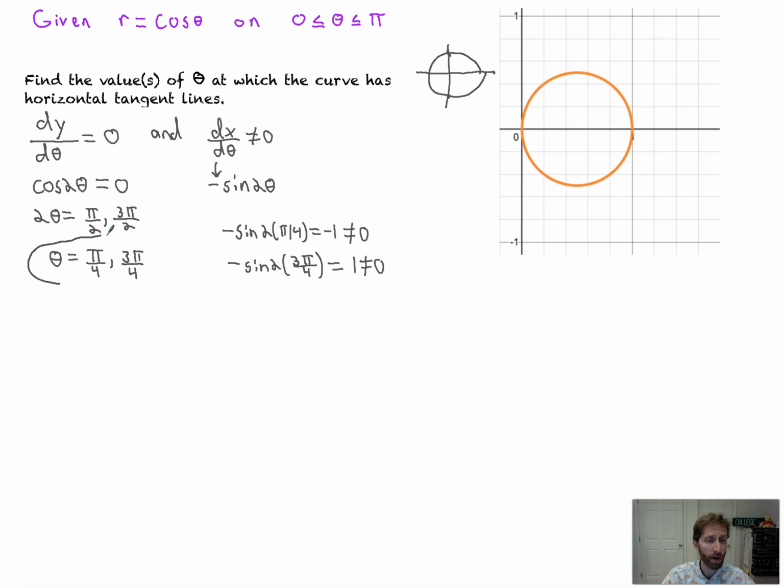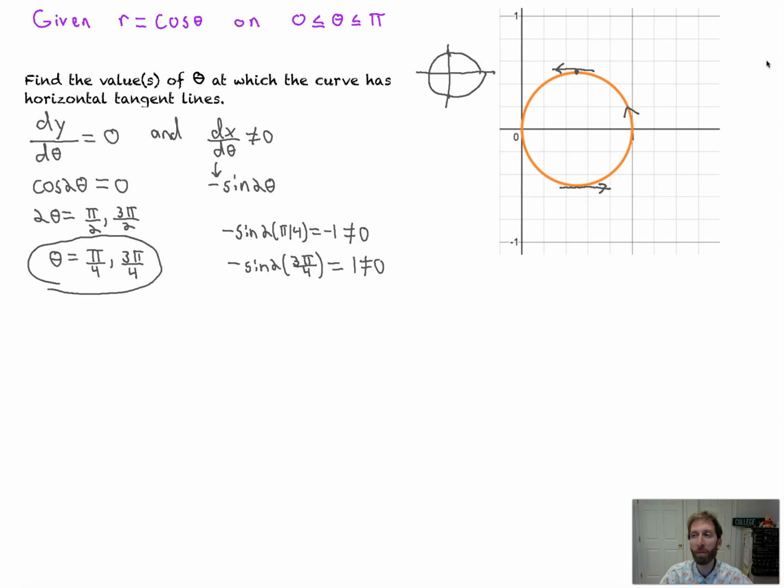So therefore, these are our solutions, which makes a lot of sense because here's pi over 4. The circle's moving this way, so as we move that way, check it out, dx d theta is negative. So we're moving to the left, and we have that horizontal tangent line. Then we circle all the way around. This ends up being down here at 3 pi over 4. Remember, that's because we reflected 3 pi over 4 down to here. And notice that dx d theta is positive there, which makes sense because we're moving to the right at that instant. Isn't that awesome? I think so too.